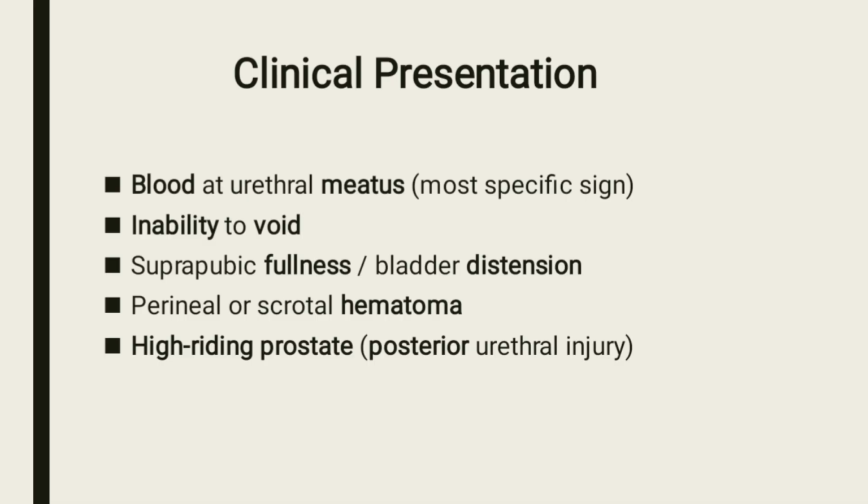Clinically, the classic sign is the presence of blood at the urethral meatus. The patient may be unable to void, and there may be suprapubic fullness due to urinary retention. Perineal hematoma may suggest anterior urethral injury, whereas a high riding prostate on digital rectal examination often indicates posterior urethral disruption.